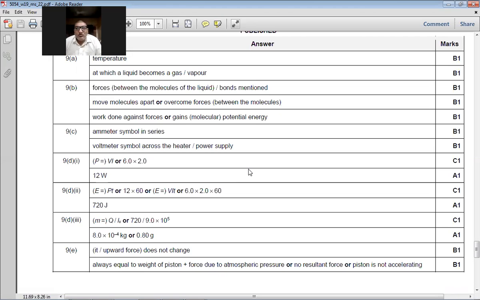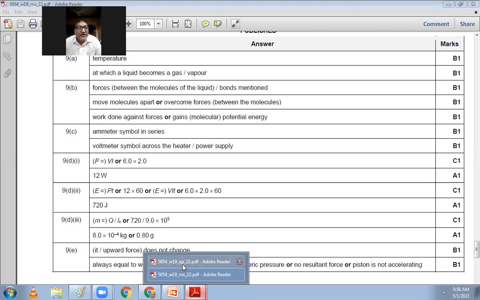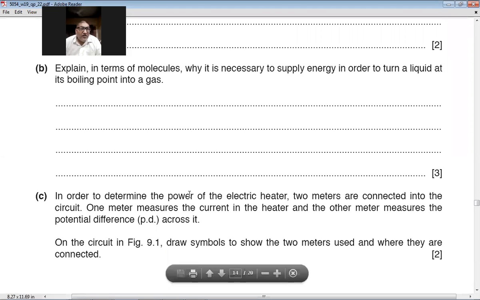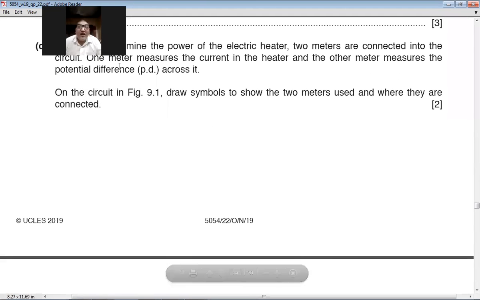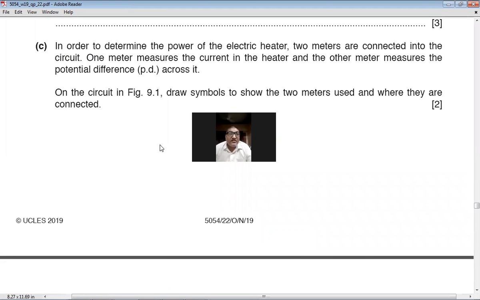So the marking scheme is in front of you. You can write a better answer, I think. And we have also written it; it's a 3-mark question. Part C. In order to determine the power of the electric heater, 2 meters are connected into the circuit. One meter measures the current in the heater and the other meter measures the potential difference across it. On the circuit in figure 9.1, draw symbols to show the 2 meters used and where they are connected.